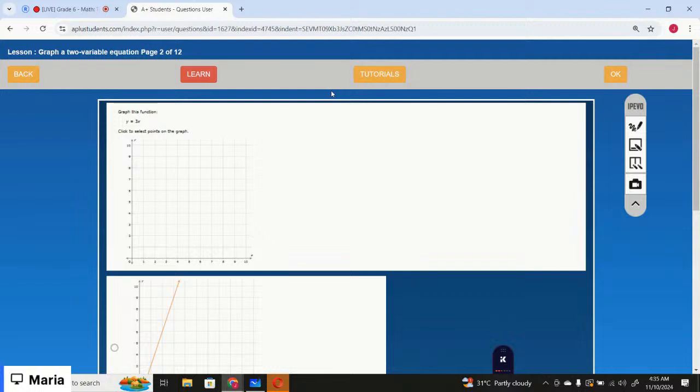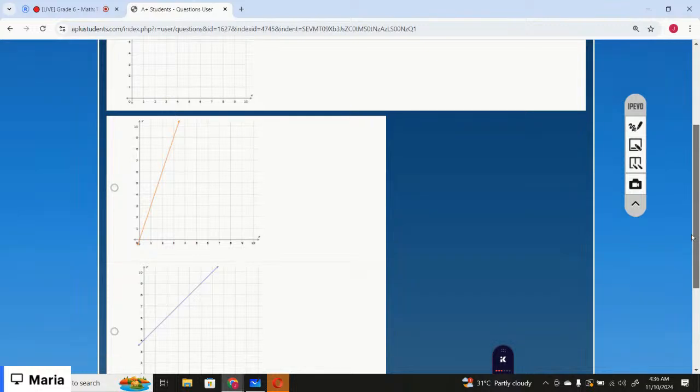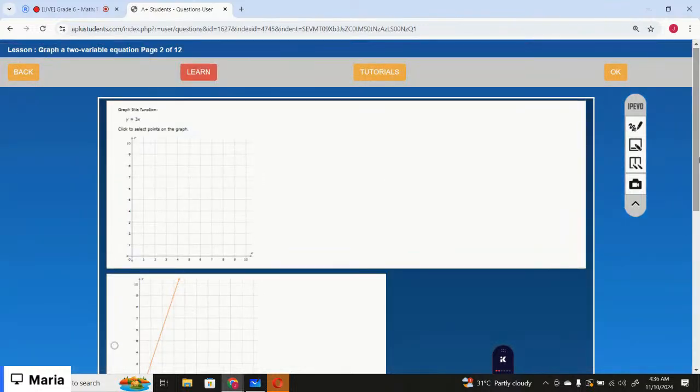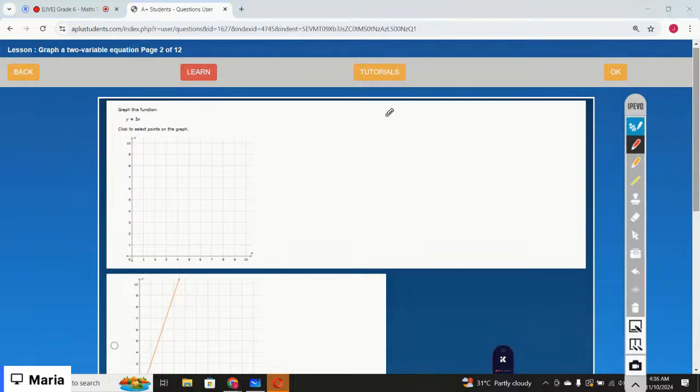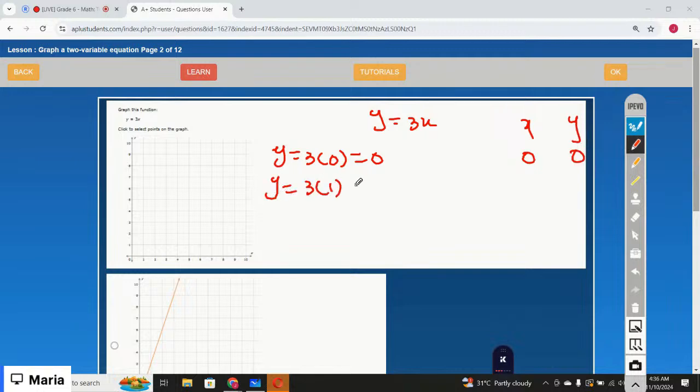Graph the function y equals 3x. Now you have to make a table of values and then match it with the graph, right? Use different values of x and make a table, right? When x equals 0, y equals 3 times 0, that is 0. So when x is 0, y is 0. When x is 1, y equals 3 times 1, that is 3. X is 1, y is 3.